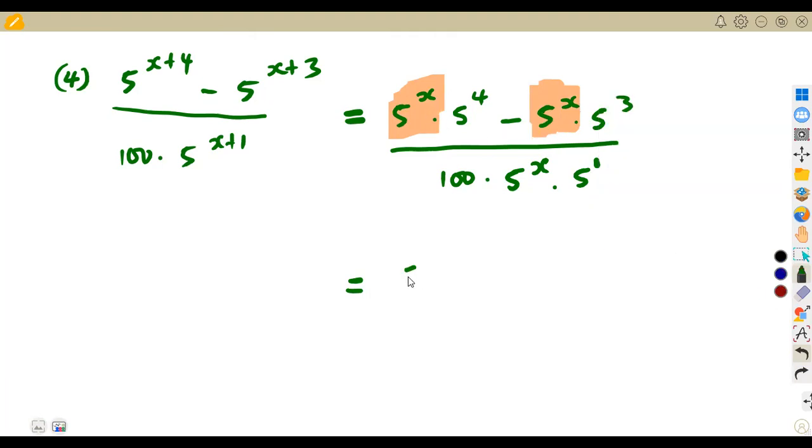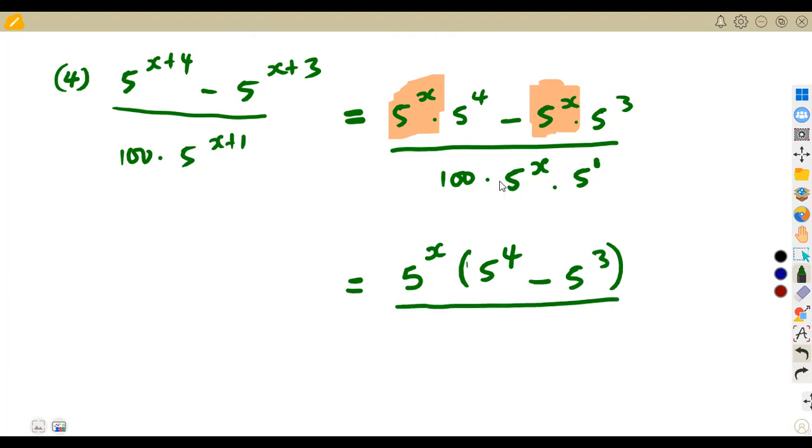We factor out 5 to the exponent of x. What are we going to remain with on that term? We will remain with this one. So you're going to remain with 5 to the exponent of 4 minus, we remove this. What are we going to remain with? We remain with 5 to the exponent of 3.